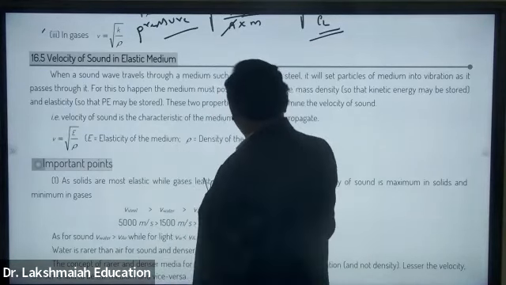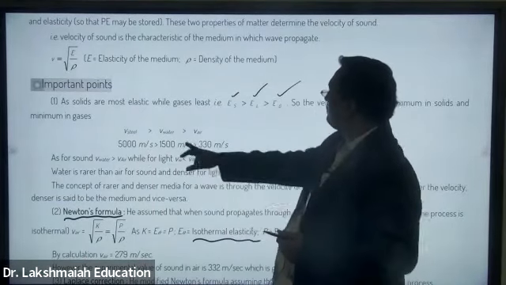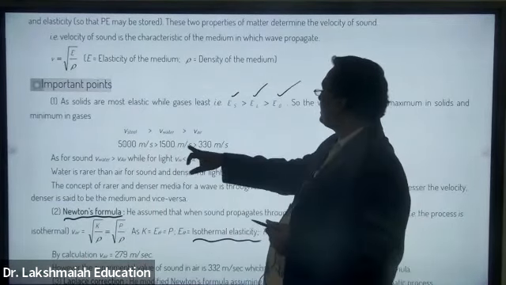To propagate the sound wave, we need a material medium. So velocity of sound is more in solids than in liquids, than in gases. In steel, 5000 meter per second. In water, 1500 meter per second. In air, 330 meter per second. Okay. Right. Next.